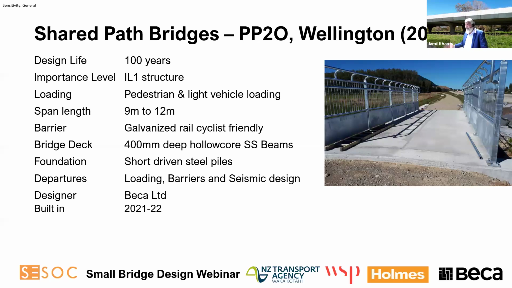The barriers are galvanized steel rail, cyclist friendly, and the superstructure deck consists of 400 deep hollow core units, simply supported. Foundation was shallow driven steel piles. Again, the departure for this type of structure will apply for the loading, barriers and seismic design. Again, it was designed by Beca and was built in 2021 and 22.